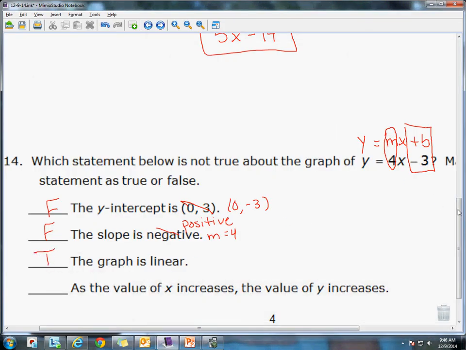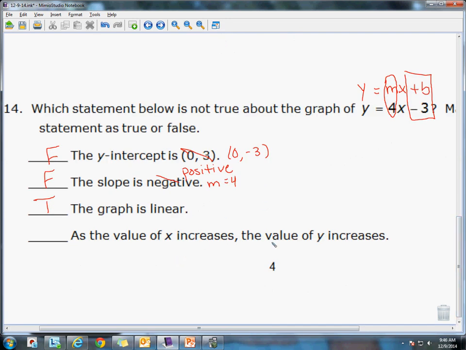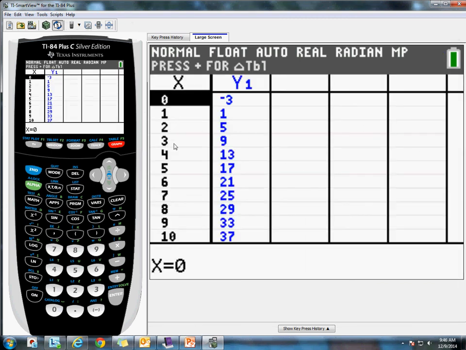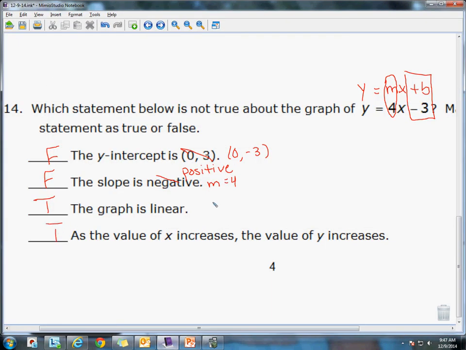The last one says, as the value of x increases, the value of y increases. Well, you can just look at your table. So second graph, here's your table. As your x values increase, you can look at your y values also increase. So this would be true. So you should have 2 false and 2 true.